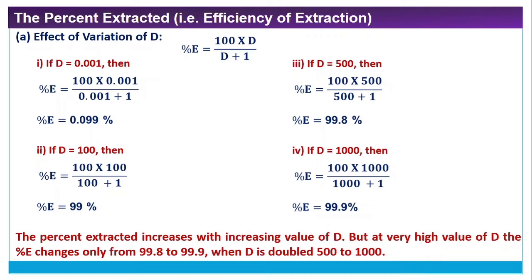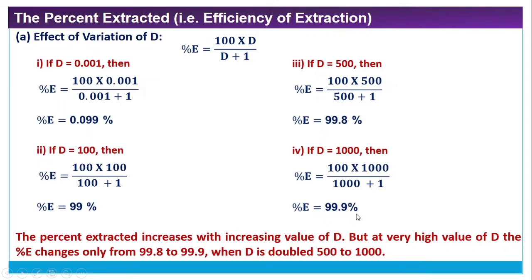But at a very high value of distribution ratio D, the percent of extraction changes only from 99.8 to 99.9 when D is doubled from 500 to 1000. So at a high value of distribution ratio, the efficiency of extraction increases by only a very small amount. See here, if D is 500, the extraction efficiency is 99.8, but if D is 1000, the extraction efficiency is 99.9.